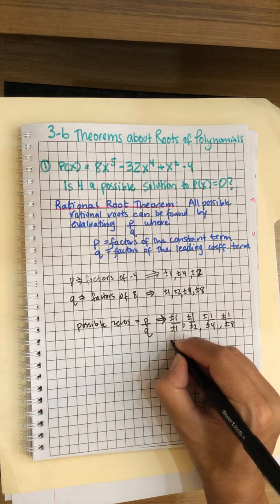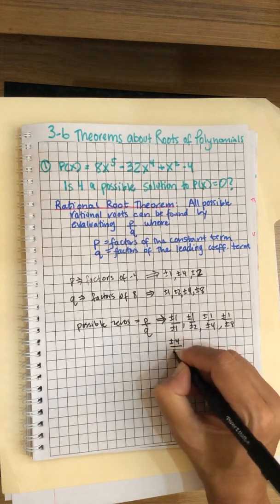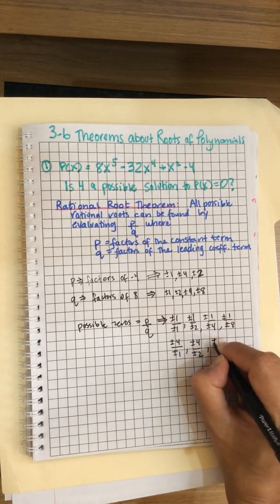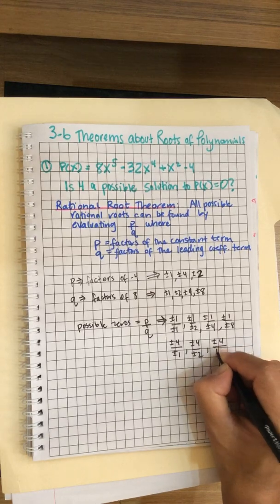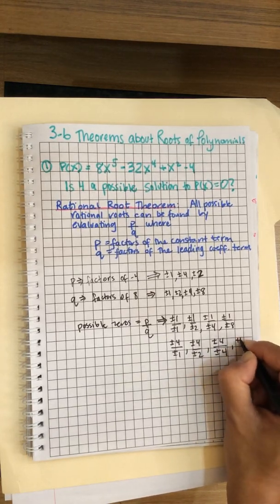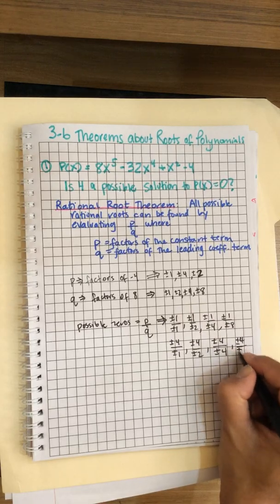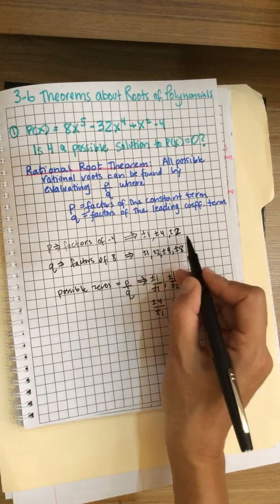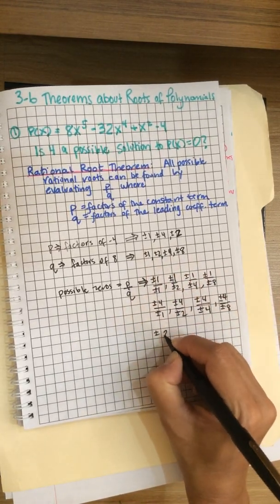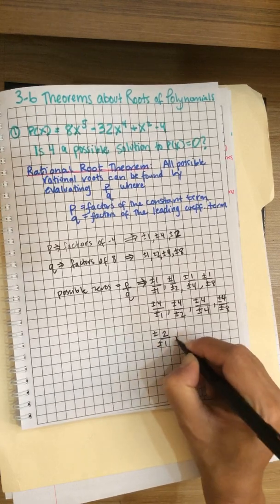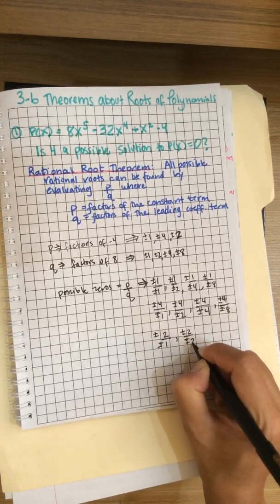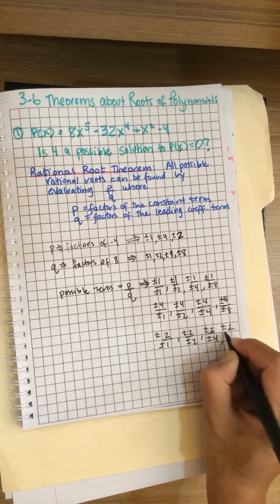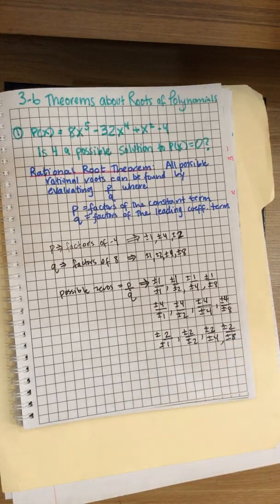Then I go to my next number, which is plus or minus 4 over plus or minus 1, plus or minus 4 over plus or minus 2, plus or minus 4 over plus or minus 4, and then plus or minus 4 over the last one, which is plus or minus 8. So I'm going to do 3 rows of this because I have 3 possible numerators. So then my last one is plus or minus 2 over plus or minus 1, plus or minus 2 over plus or minus 2, plus or minus 2 over plus or minus 4, and then plus or minus 2 over plus or minus 8.